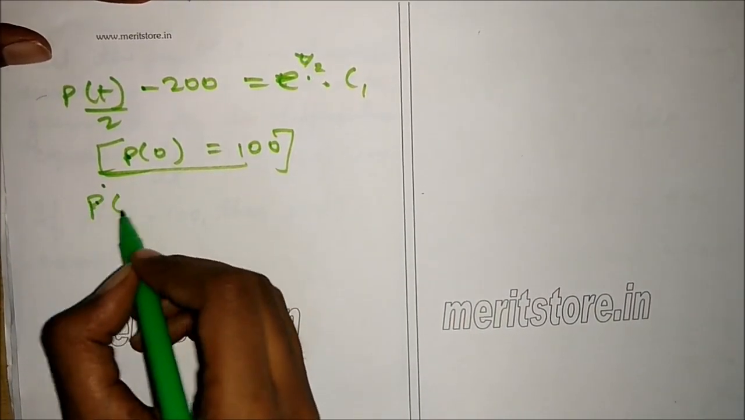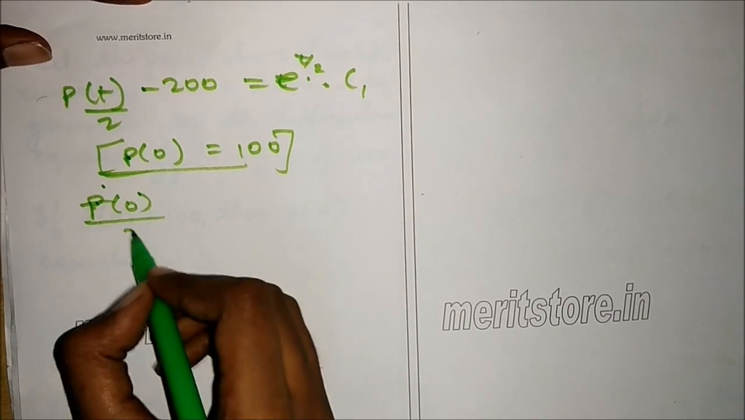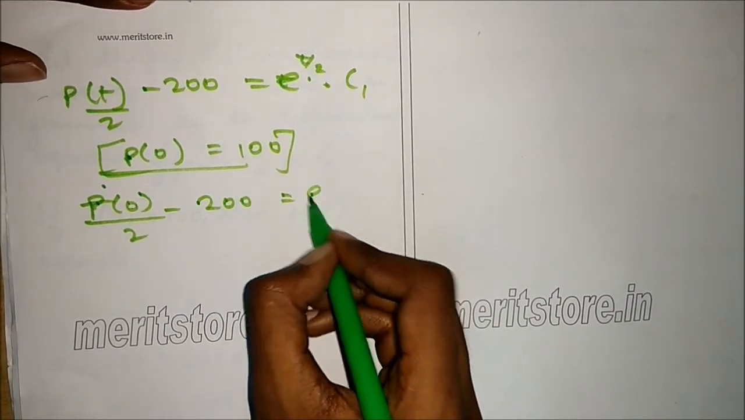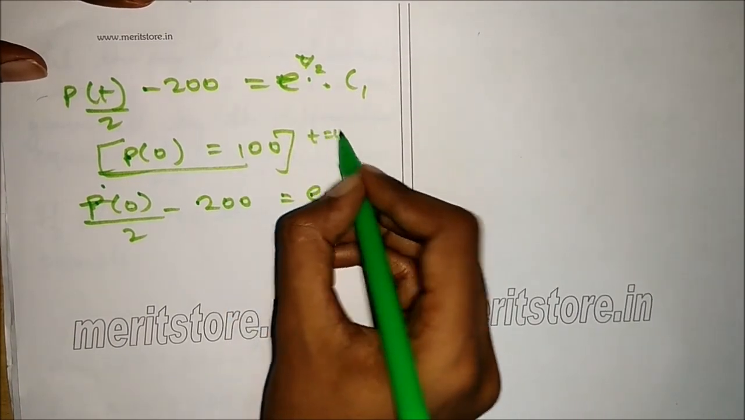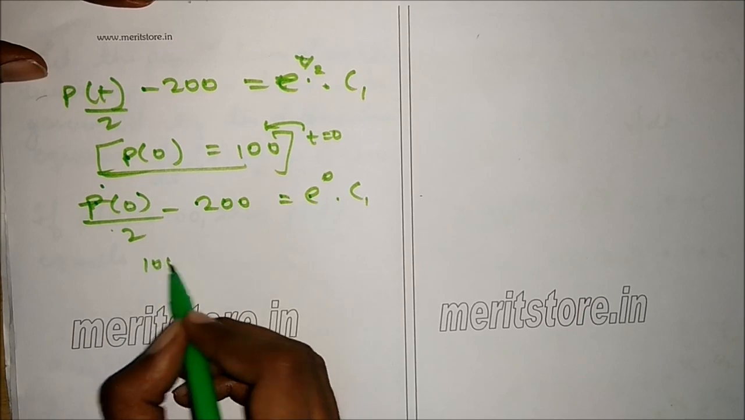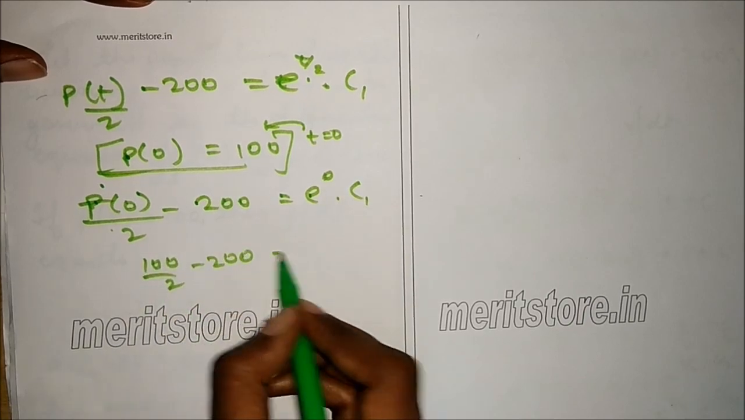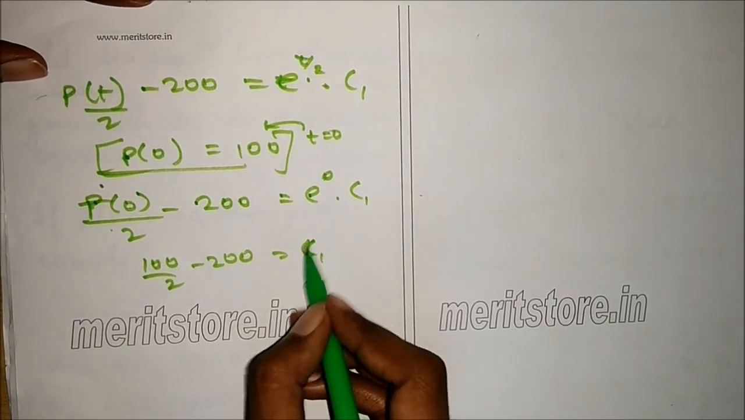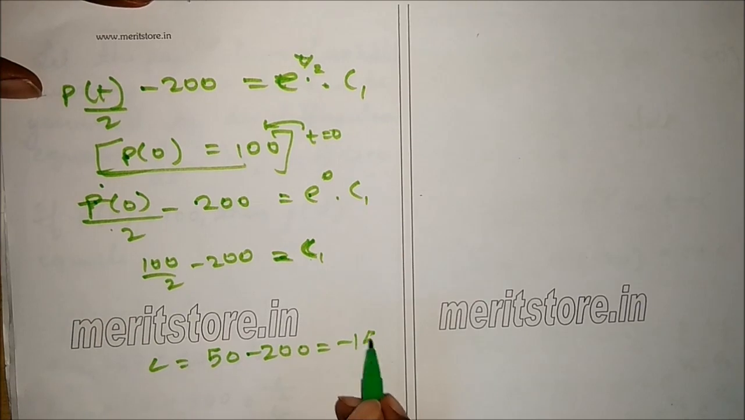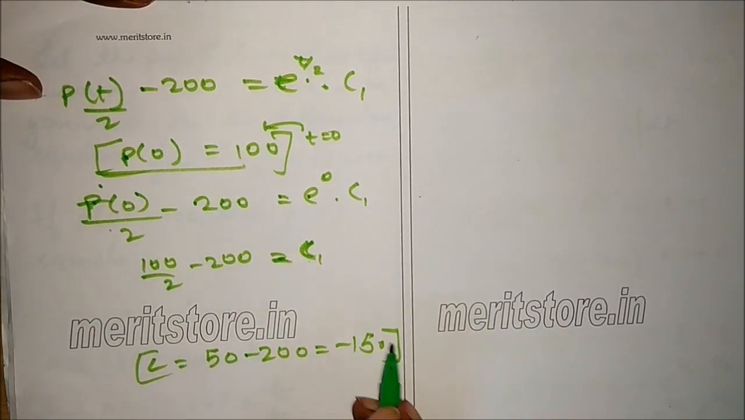So p(0) minus 200 is equal to e raised to 0 into c1. P(0) is 100, so 100 minus 200, and e raised to 0 is 1, so this will be equal to c1. So c1 will be 100 minus 200, which is equal to minus 100.